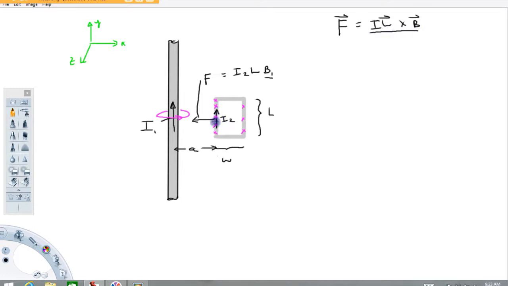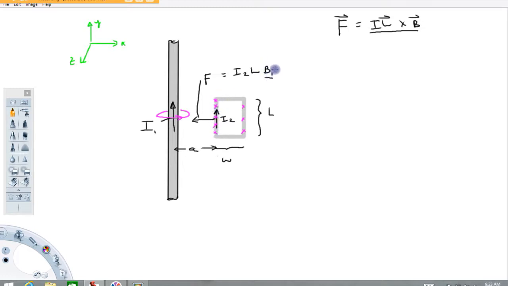So the IL vector, or sometimes just called the length vector, it points in the direction of the current. And the magnetic field's minus k direction. Angle between them is 90. Sine of 90 is 1. So here's an expression for the force on this wire branch.